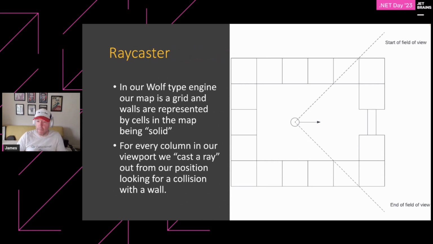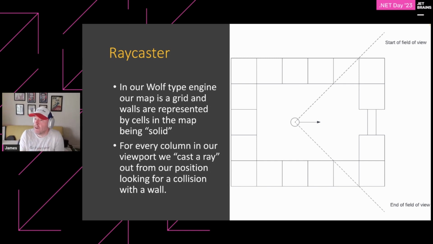Essentially, if you think about the view of Wolfenstein we're looking at, we've got a rectangle on the screen, and for every column of our viewport, we're going to draw a line from the player, from us, to that viewport, and see if we intersect anything. So we'll cast a ray.